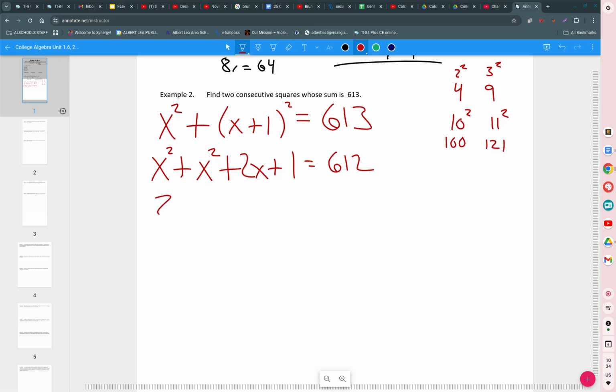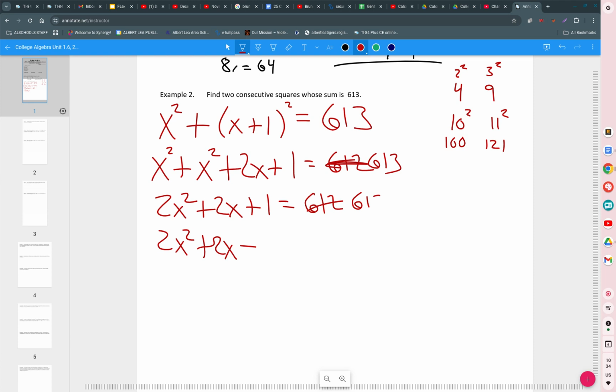So we've got 2x squared plus 2x plus 1 is equal to 612. Or 2x squared plus 2x minus, I'm sorry, I put a 612 over here. Sorry about that. I got ahead of myself. Minus 612 is equal to 0. If you have a second degree equation, you got 2 ways of solving it. One would be factoring, the other would be quadratic formula.